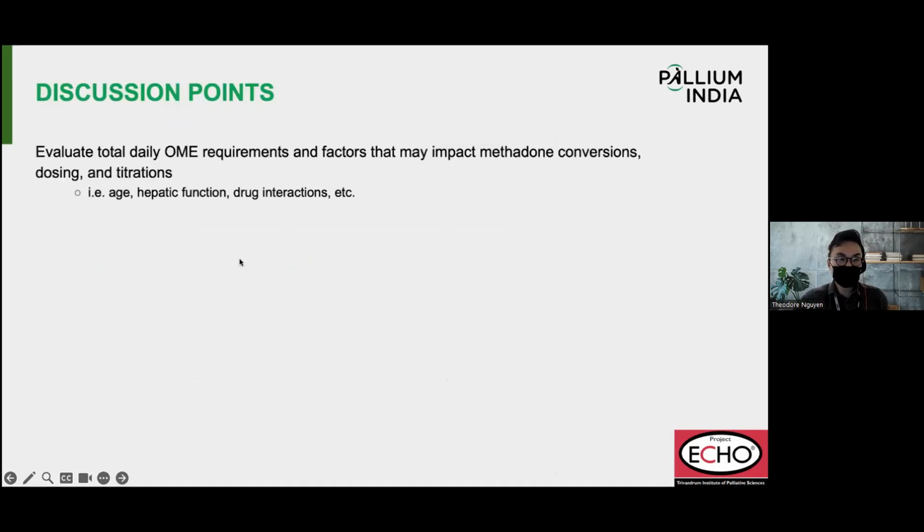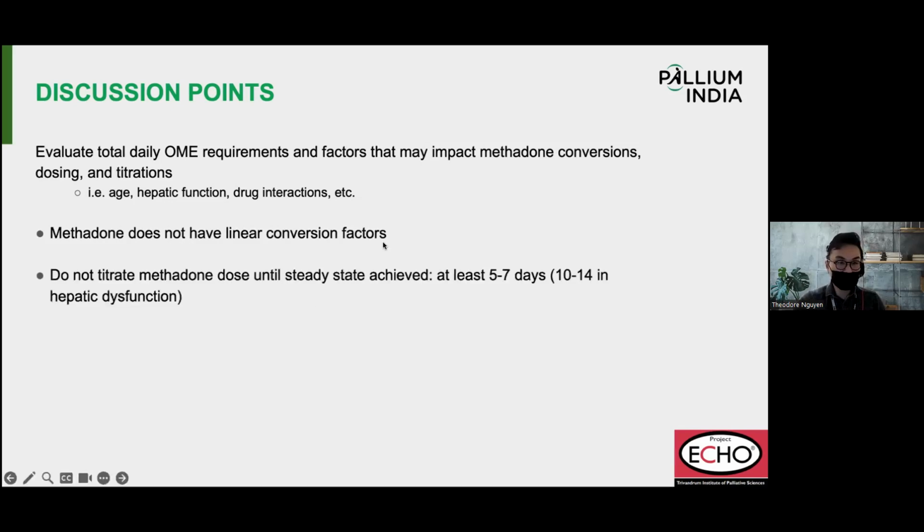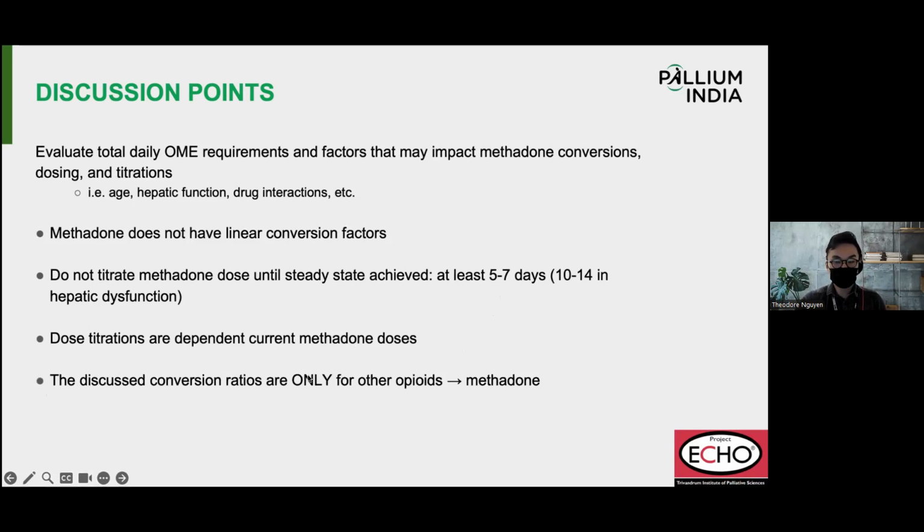So discussion points about this. When we're doing calculations, it's important to evaluate the total daily OME requirements and factors that may impact opioid to methadone conversions, dosing, and titration, such as age, hepatic function, drug interactions, etc. Methadone does not have linear conversion factors, so we would recommend using the provided recommended tables. And again, when making adjustments on doses, make sure that you're waiting to achieve steady state. So at least 5 to 7 days, or 10 to 14 in hepatic dysfunction or advanced age. Dose titrations are dependent on the current methadone dose the patient's on. And again, the conversion ratios are only from other opioids to methadone. And again, just to emphasize, don't forget to add on a bowel regimen to treat constipation.